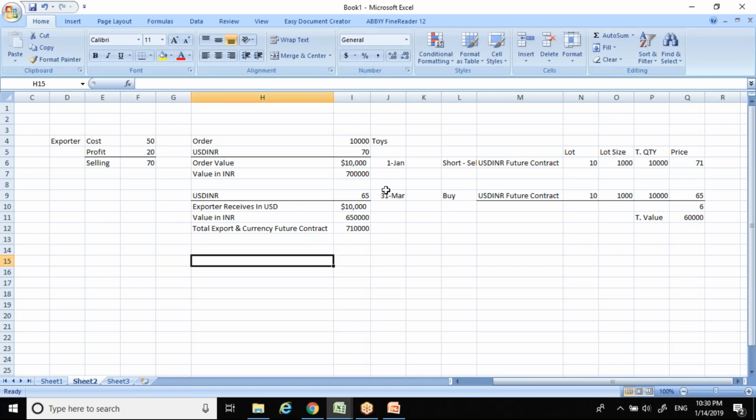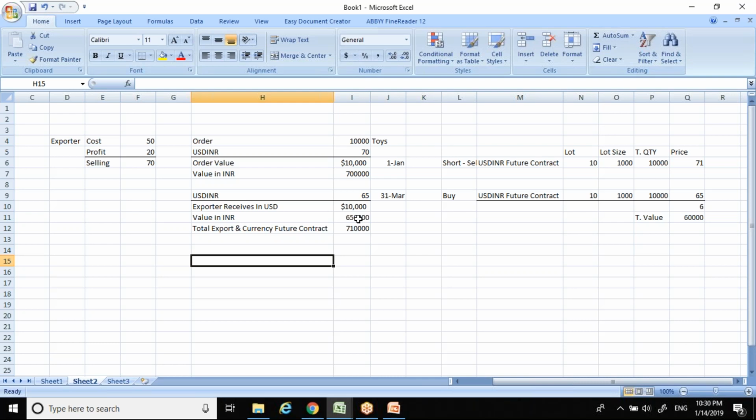So if you are in a long position, you normally short sell the contract and you can hedge the position. You're going to receive dollars, so you will be owning dollars, so you have to short sell. Likewise, if you're an importer and you face the risk of dollar appreciation, basically dollars getting costlier, in that situation you buy a future contract and hedge your position. So hedging in many ways reduces your risk.